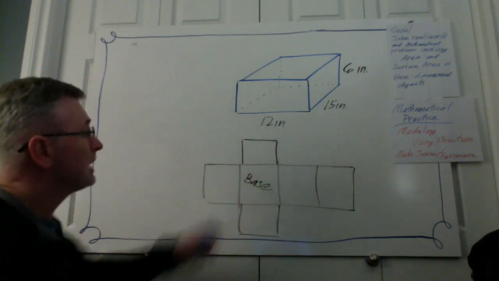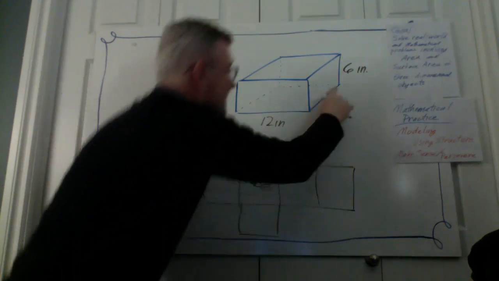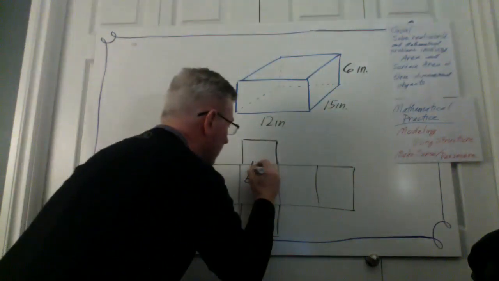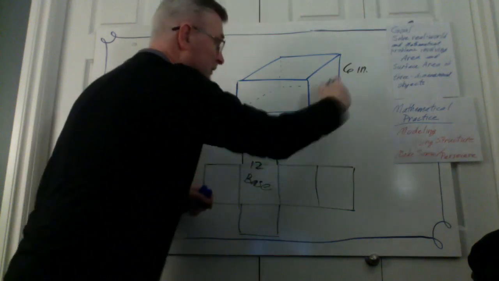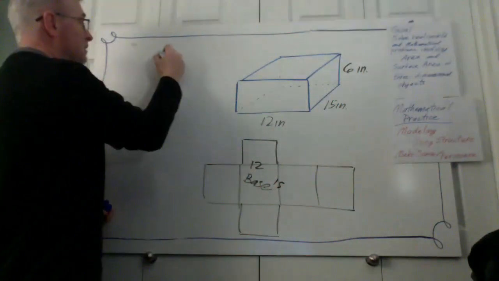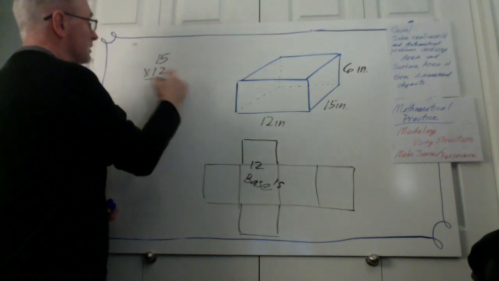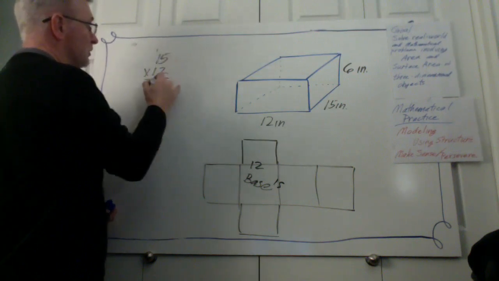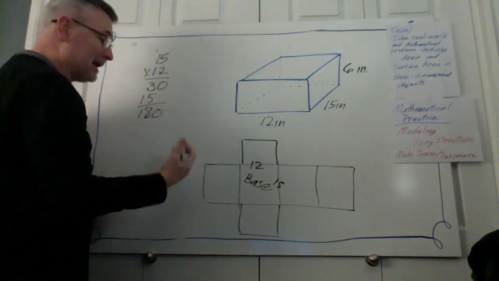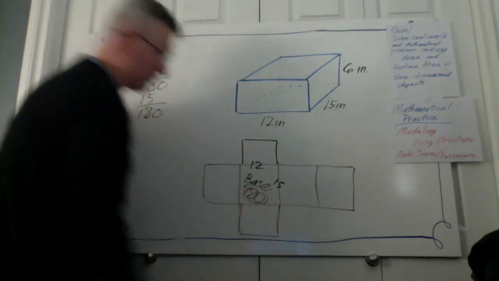So what I'm going to look at right now is the base. The base of this thing is 12 and then 15. So if this was flat, the base down there is 12 times 15. I've got 12 going across, and then I've got 15 going the other way. Well, 12 times 15: if we multiply 12 times 5, we get 60, and then 1 times 15, so this becomes 180. So the base total is 180, and I'm going to put that in there and circle it.